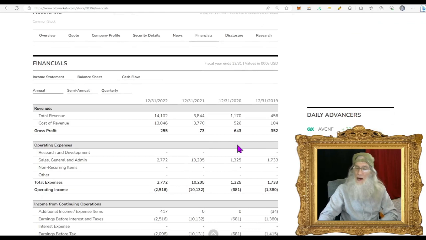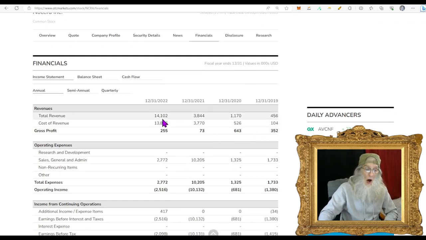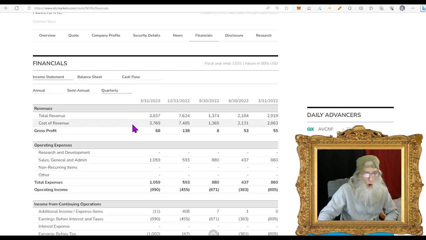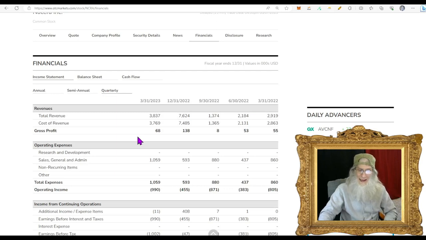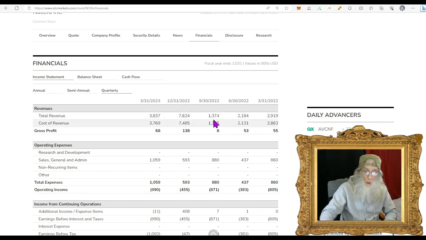Financials for the company. Well, they are making money, and they're making more every year, from $456,000 up to $14 million at the end of 2022. Looking at their quarterly, it's a little up and down. They were at about $3 million a year ago, fell down to $1.3, then really jumped at the end of 2022 to $7.6, and now they're back down to $3.8. It's that profit margin. That's why they've got to get the direct consumer market. They're going to make more money there.